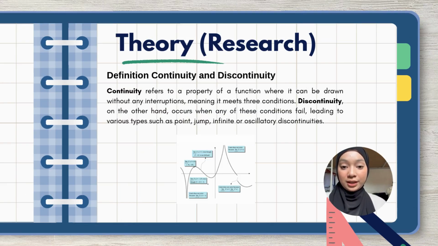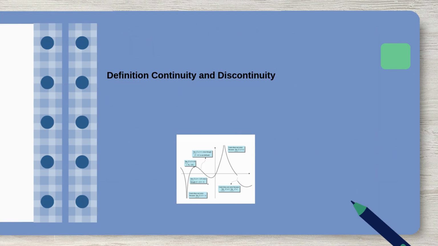Definition of continuity and discontinuity. Continuity refers to a property of a function where it can be drawn without any interruption, meaning it meets three conditions. Discontinuity, on the other hand, occurs when any of these conditions fail, leading to various types such as point, jump, infinite or oscillatory discontinuities.